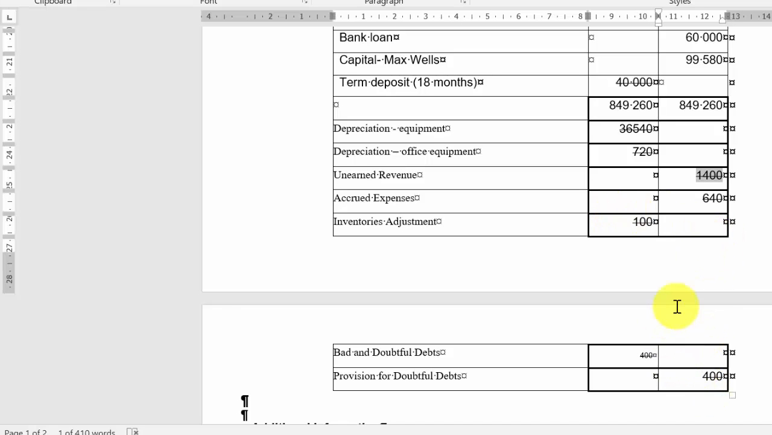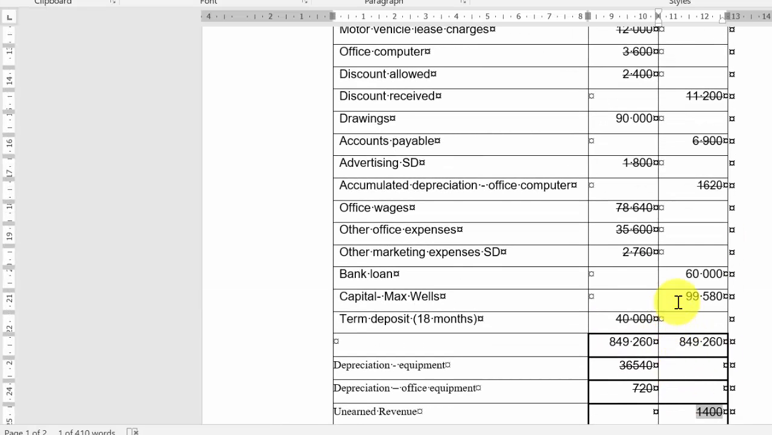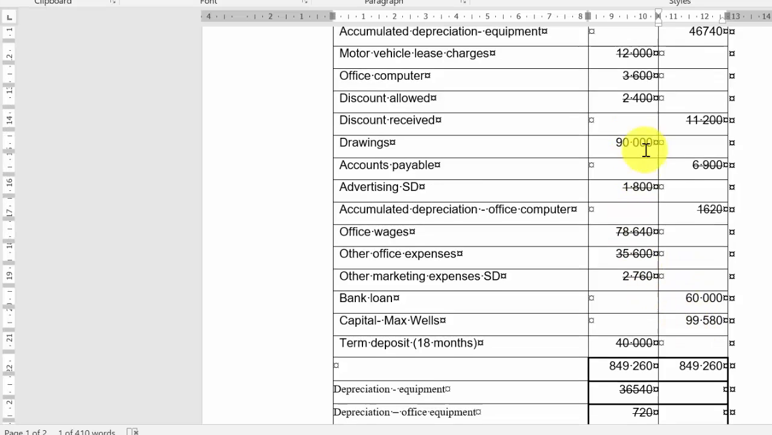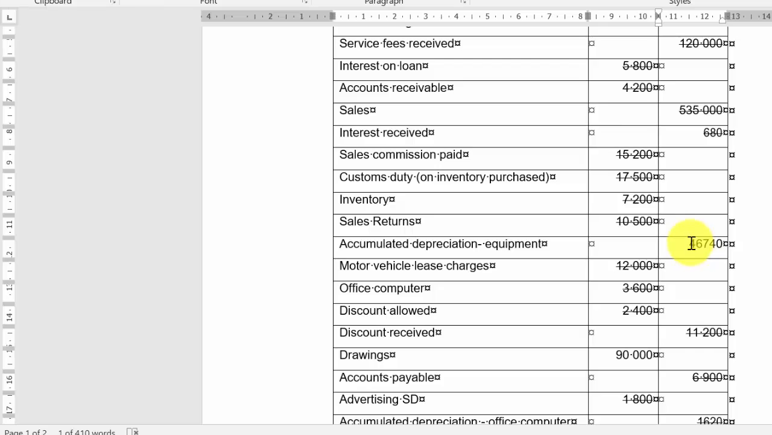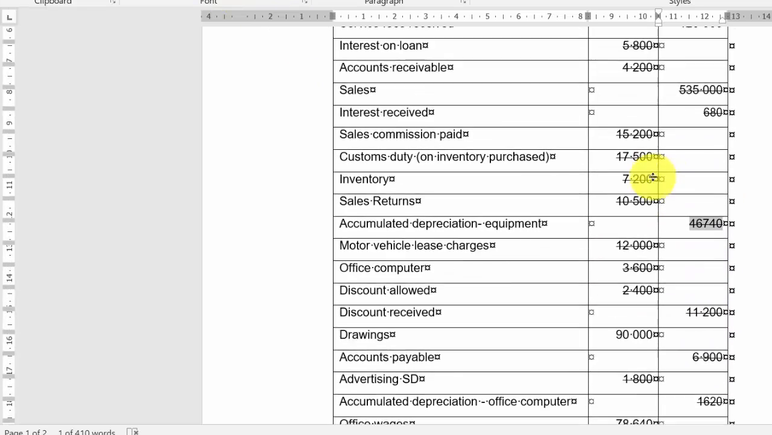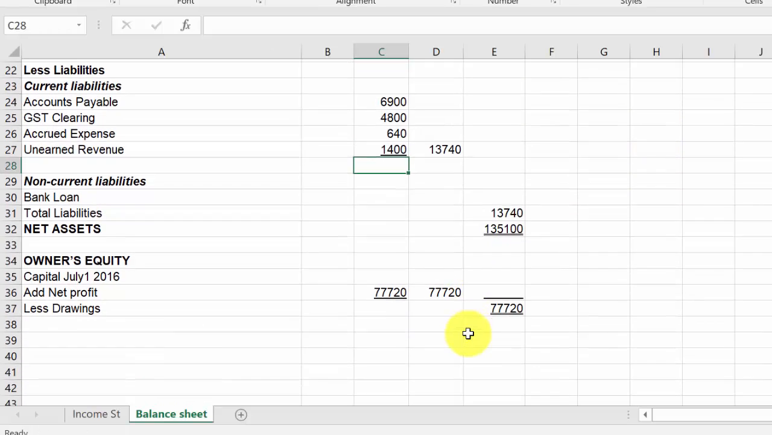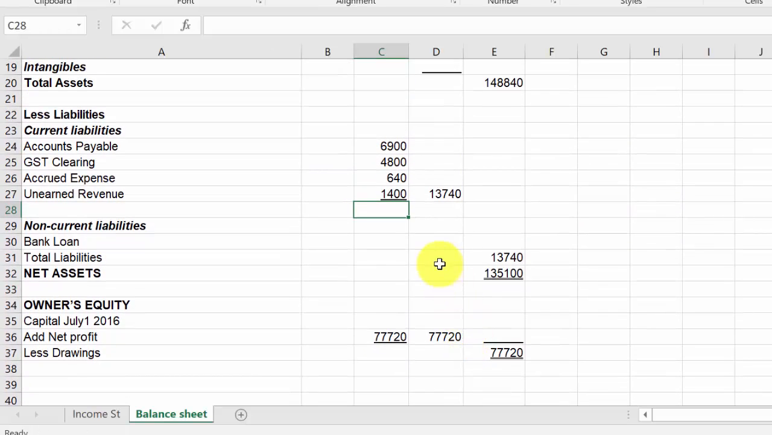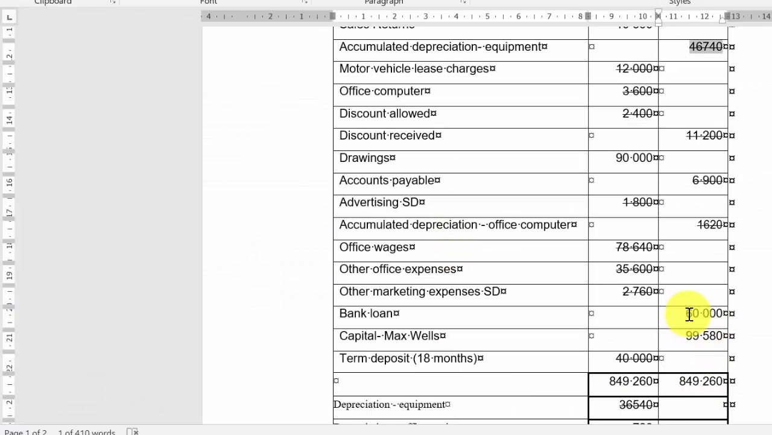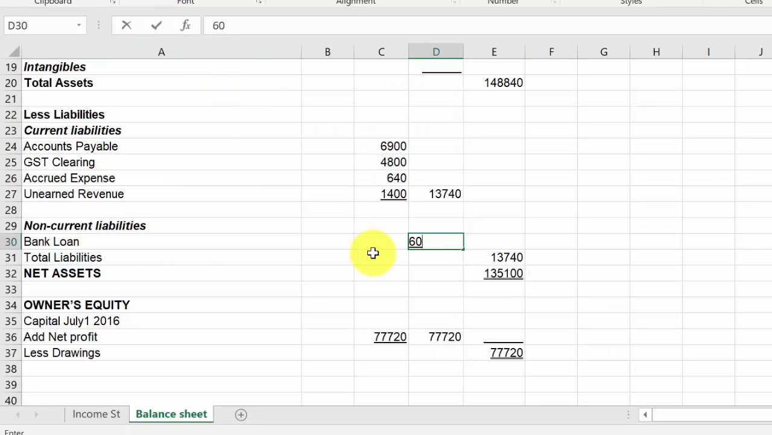Okay, so I've got all these items ticked off. I've got the bank loan to go, and I've got the capital, and I've got the drawing. So everything else you can see has been ticked off. I didn't do that before. Okay, so the bank loan, let's just put that in. The bank loan was, let me just check that, 60,000. Put that in.